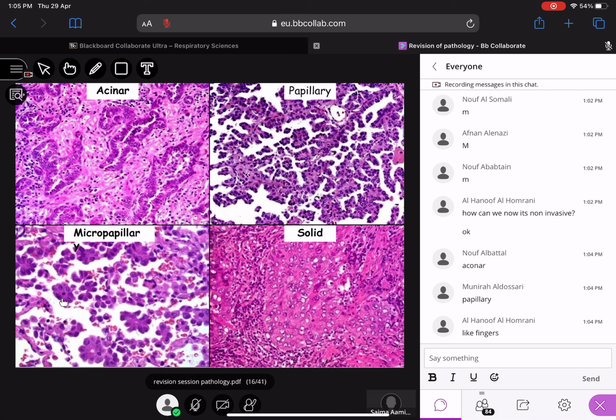And here it is micropapillary. You see small fingers. They are cut in cross section. That's why they appear to be rounded. So this is micropapillary. And here you don't see any pattern. No acini, no lepidic spread, no papilla or micropapilla, rather a solid growth pattern. So this is the tumor where you will go for immunohistochemistry.